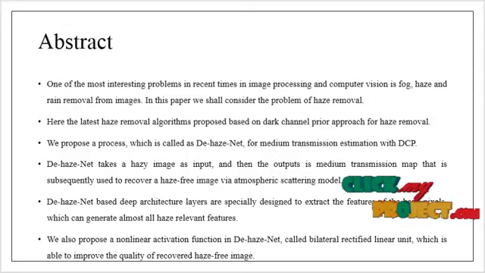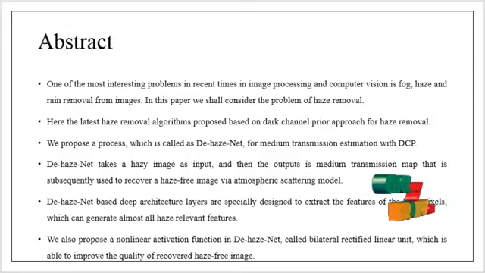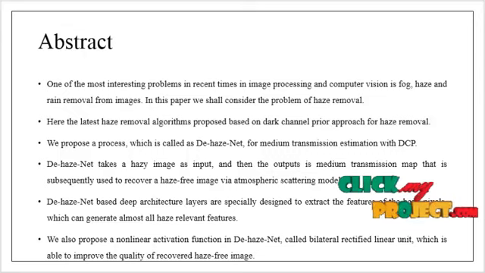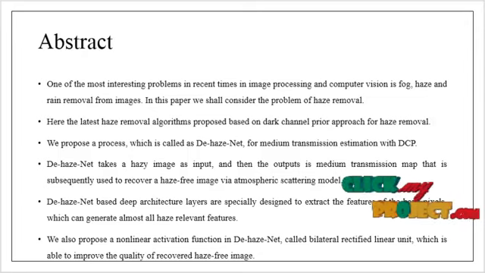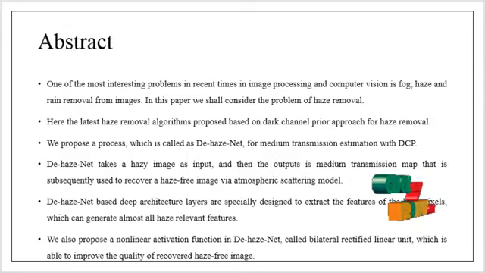De-haze-Net's deep architecture layers are especially designed to extract the features of the hazy pixels, which can generate almost all hazy relevant features. We also propose a nonlinear activation function in De-haze-Net called bilateral rectified linear unit, which is able to improve the quality of the recovered haze-free image. Hence the main purpose of this process is to remove the hazy pixels and retain the original pixels with high quality. The performance parameters will be estimated based on PSNR and MSE. By these two criteria we can estimate whether our process is efficient or not.